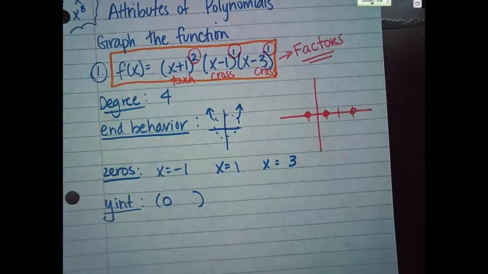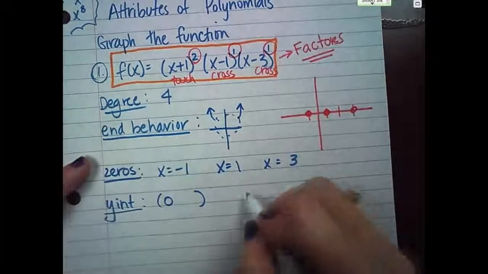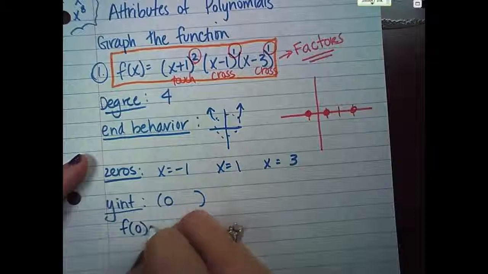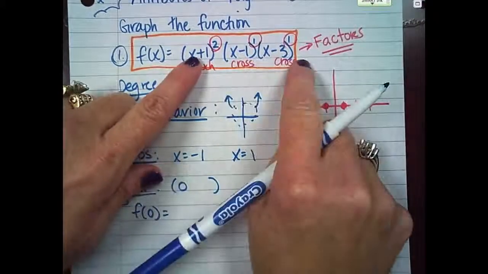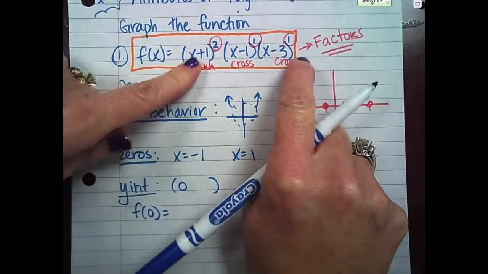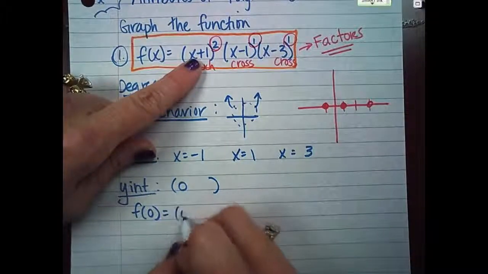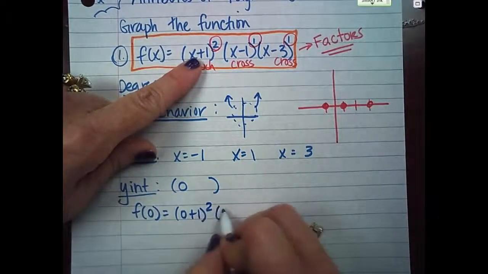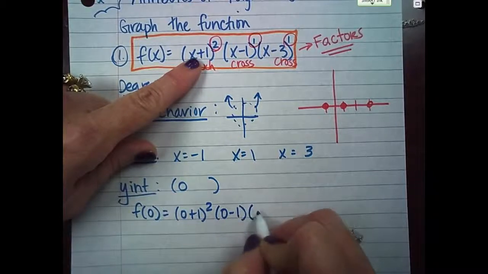0 for x. X is 0. Plug it in and see. So here's my function. I want to find 0. So go back up here to my function, and everywhere you see an x, you're going to plug in a 0. 0 plus 1 squared, 0 minus 1, and 0 minus 3.